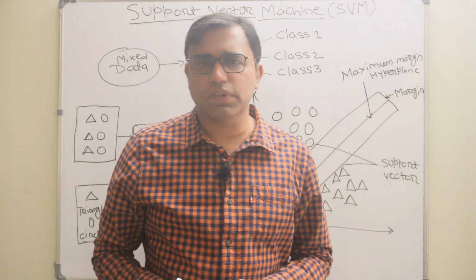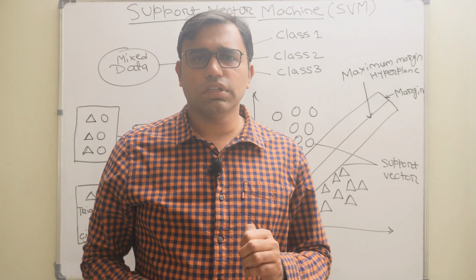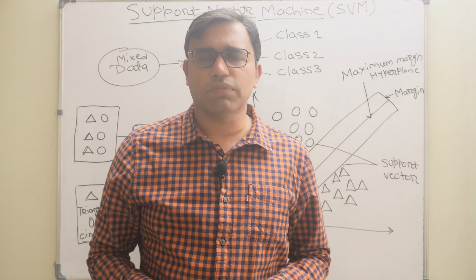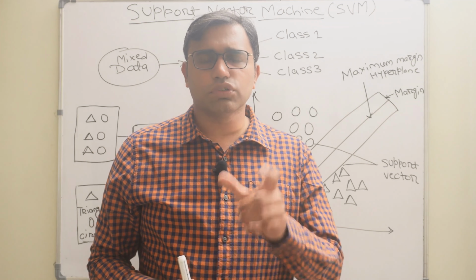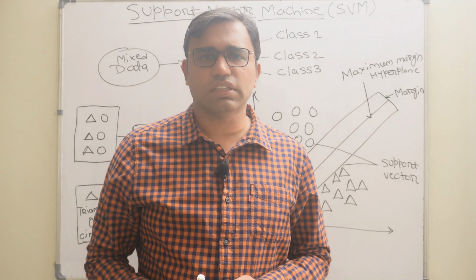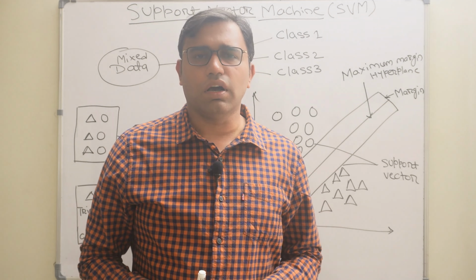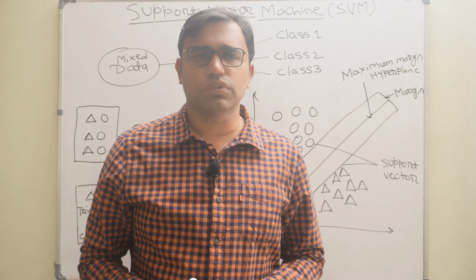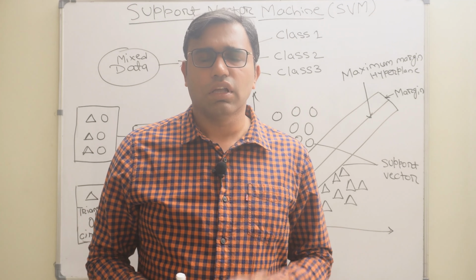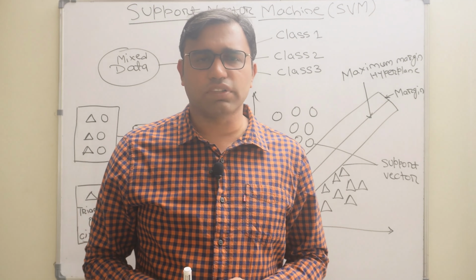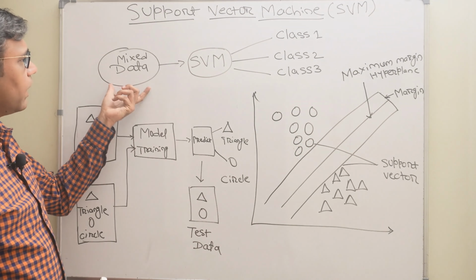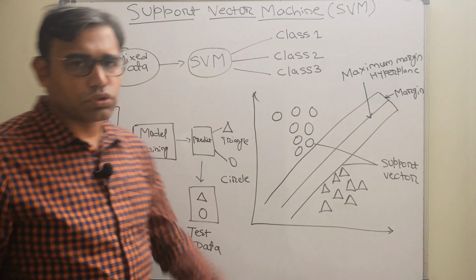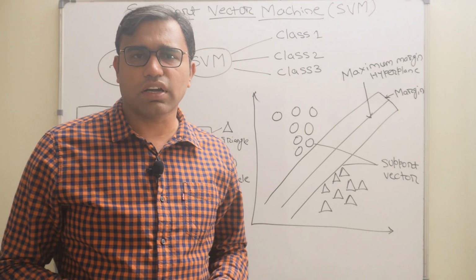SVM is a supervised machine learning technique. There are a lot of algorithms in supervised machine learning, but SVM is the most important. It is used for classification as well as regression. In the last video we went through the difference between classification and regression, but SVM is mostly used for classification. You can see there is data, and if you apply SVM, it segregates the various classes.